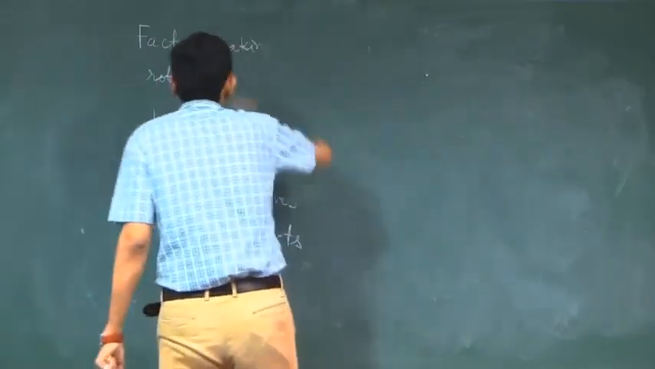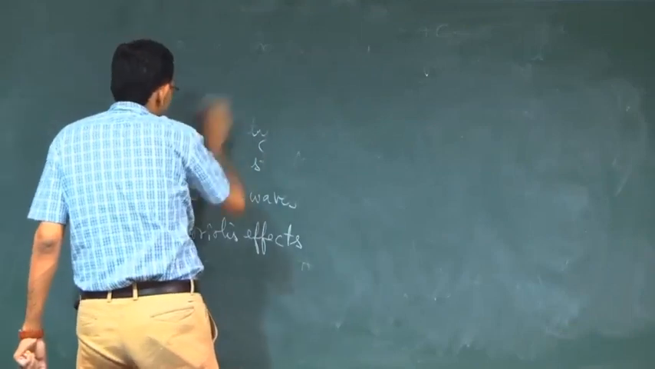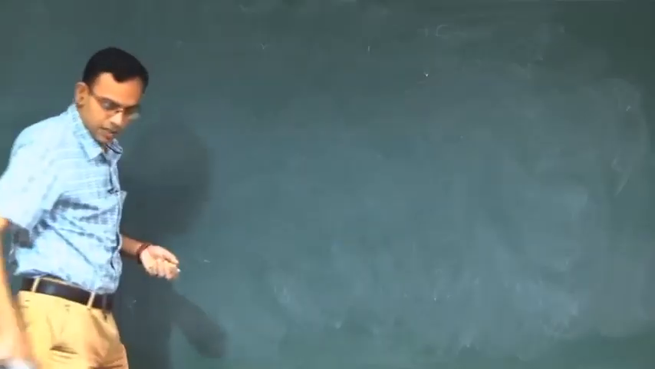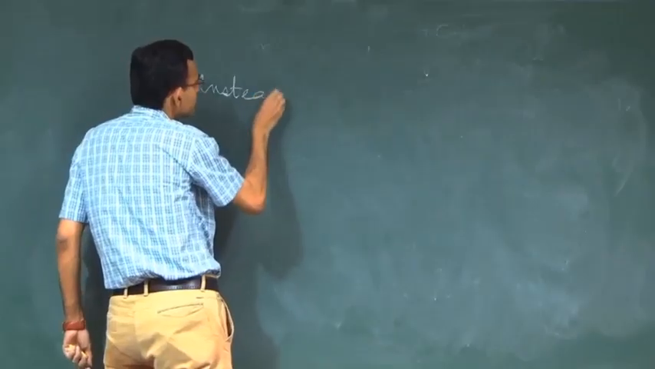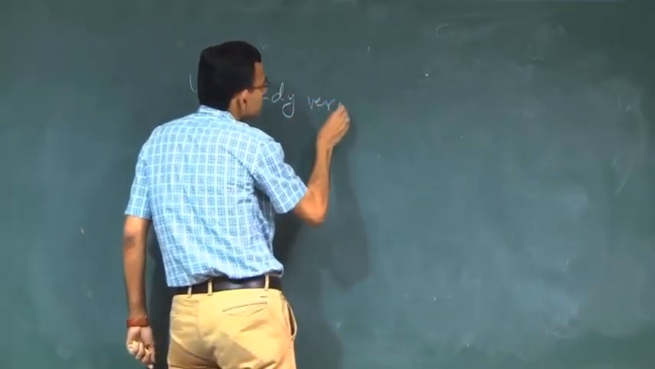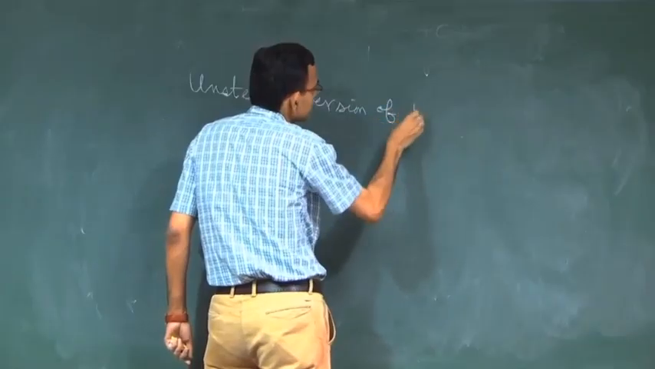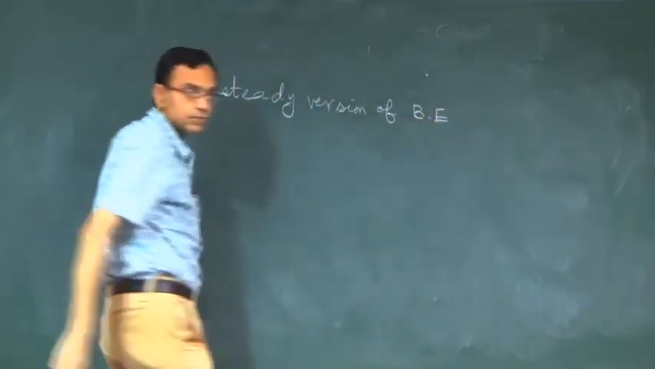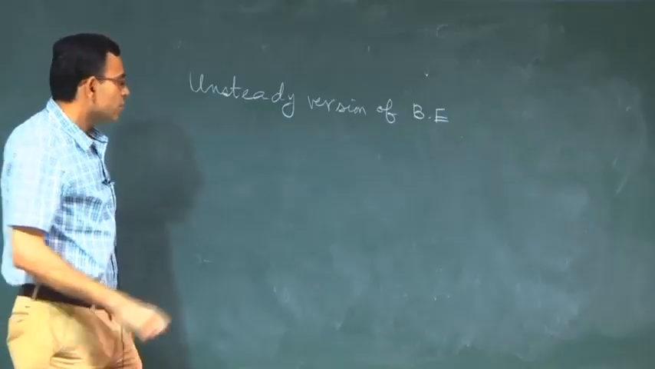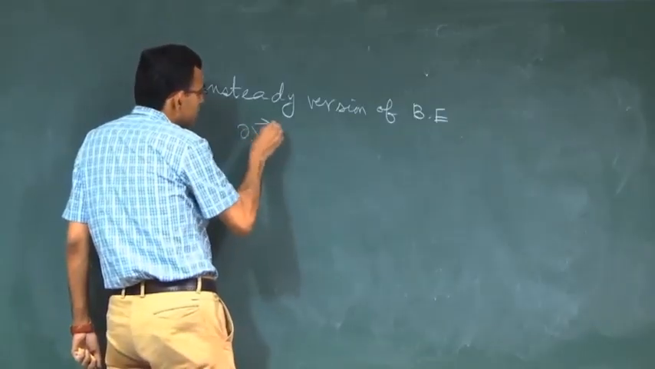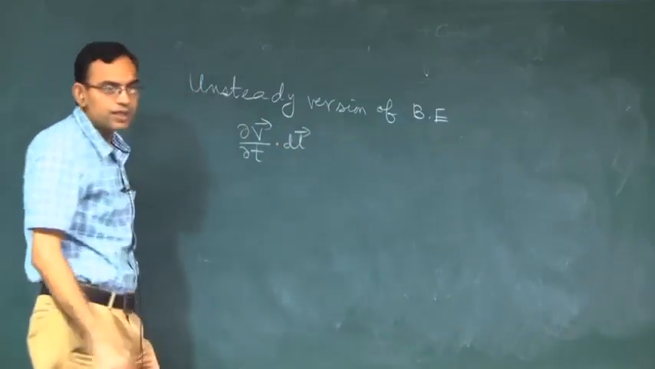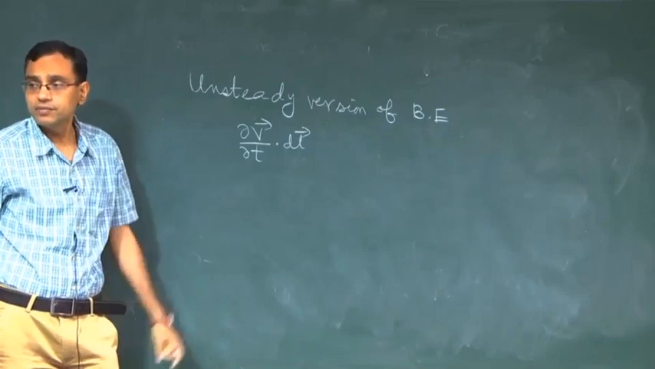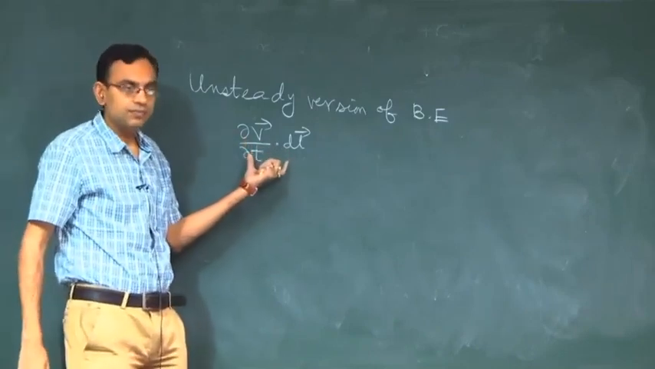The next point which we will touch upon in this particular lecture, and we will illustrate through an example in the next lecture, is the unsteady version of the Bernoulli's equation. So in the Bernoulli's equation, we neglected this term by assuming the flow to be steady. Now if the flow is unsteady, it is just a matter of adding this term.